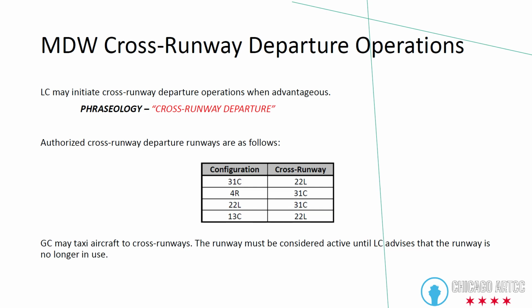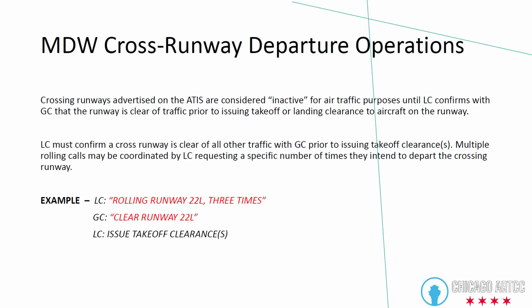Ground may taxi aircraft across runways. The runway must be considered active till the local advises the runway is no longer in use. And you'll just coordinate that with your ground controller. Hey, we're going to send these guys, perhaps your eastbounds, to this runway, everyone else to this runway. Just coordinate that internally.